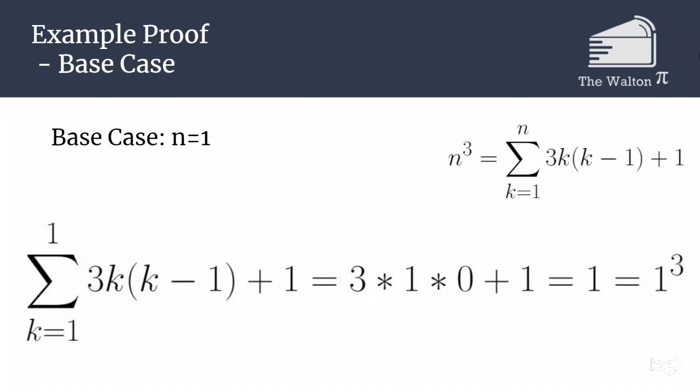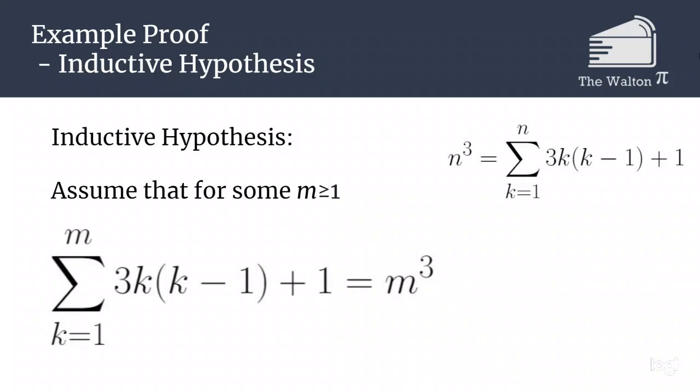Next, we're going to look at our inductive hypothesis. This is where we are going to be assuming that it's true for some value of n equals m, and we have to prove it's going to be true for n equals m plus 1. If we can do that, that's going to show that it's going to be true for every single integer value of n greater than or equal to 1. So our inductive hypothesis is we are going to assume that for some m greater than or equal to 1, the sum from k equals 1 to m of 3k times (k minus 1) plus 1 is equal to m cubed. We are now going to use this in our inductive step.